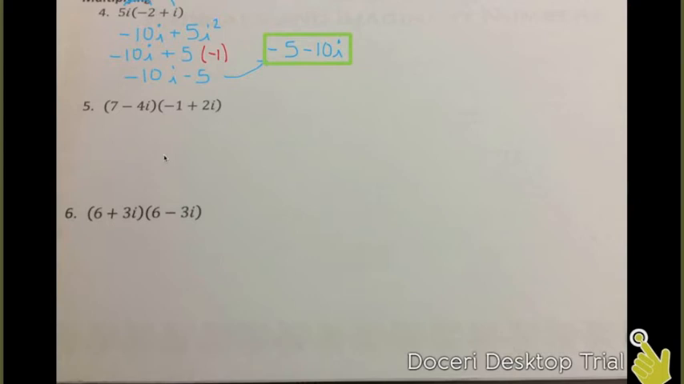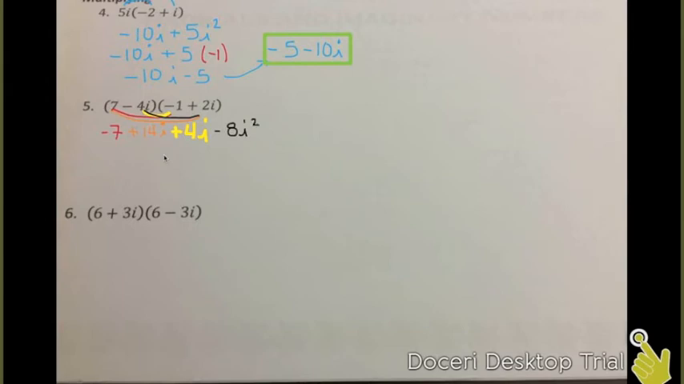Example 4 is a little tougher because it's two binomials. We want to go ahead and FOIL that out. So we want to do our firsts. 7 times negative 1 is negative 7. Our outers, 7 times plus 2i is plus 14i. Our inners, negative 4i times negative 1 is plus 4i. And our last, negative 4i times positive 2i is negative 8i squared.